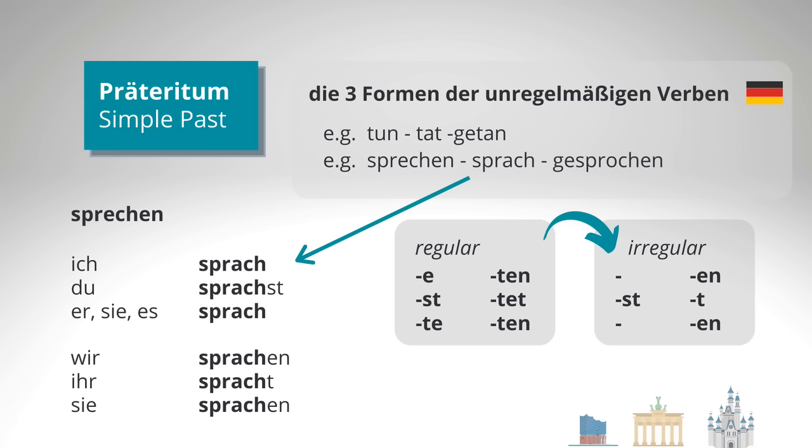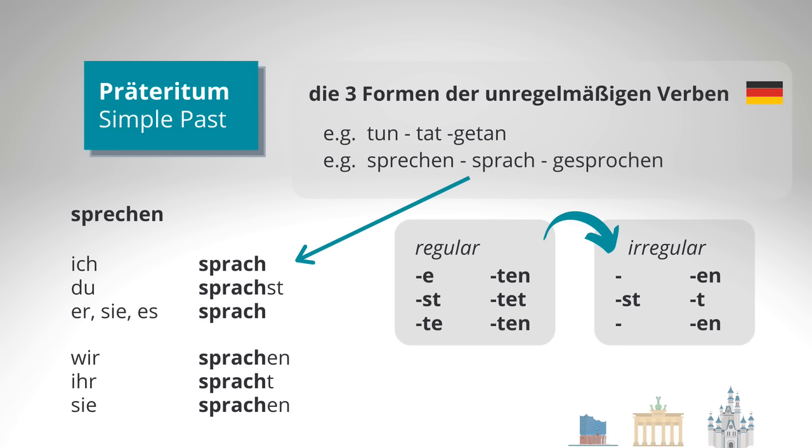And then we just need to add the Präteritum endings, but there's a little catch. We just learned that for regular verbs, the Präteritum endings are te, st, te, ten, tet and ten. For irregular verbs, however, it's a little different. Here, the first and third person singular don't have an ending at all, so the root stays the same, as you can see in ich sprach and sie es sprach. And the other endings are st for the second person singular and then en, t and en in the plural.